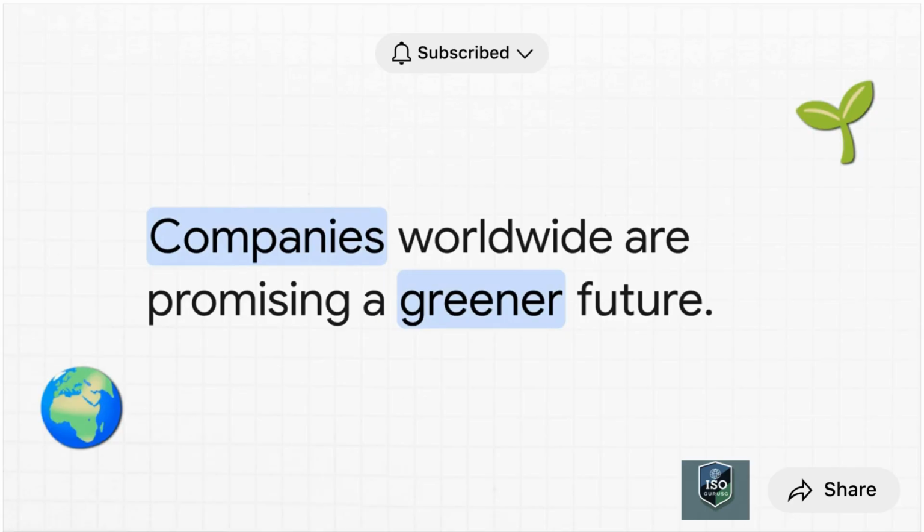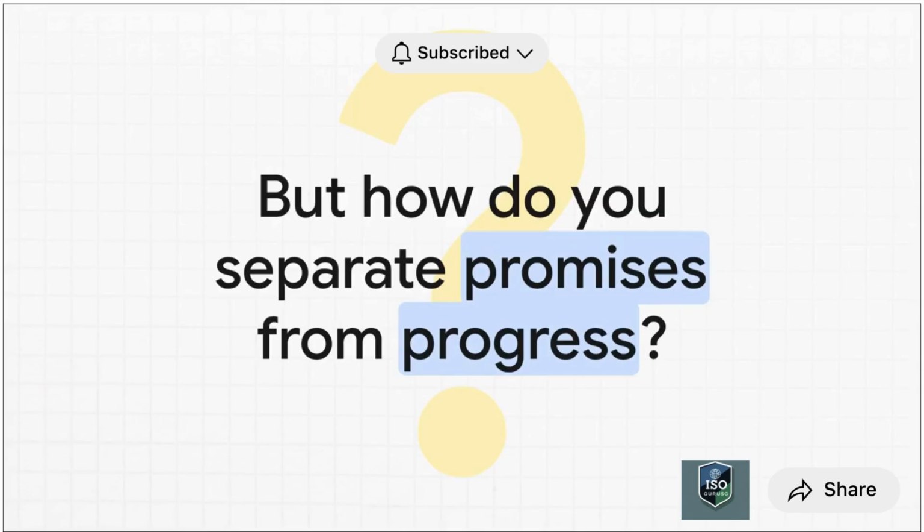Big companies are making these really bold promises to go green, slash emissions, and build a more sustainable world. And that's a great thing. But here's the million-dollar question, right? When a company says it's carbon neutral or has cut its footprint, what does that really mean? How do we know if we're looking at actual, meaningful change or just some really clever marketing?